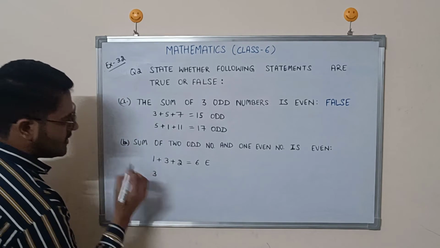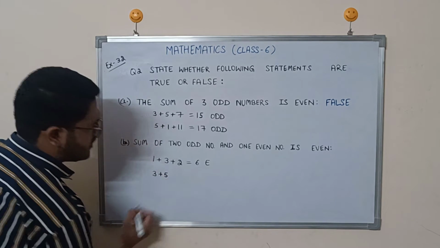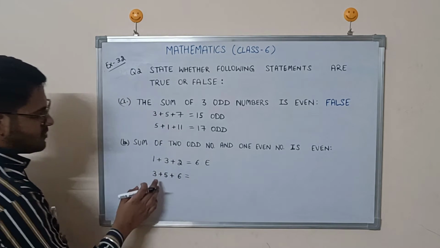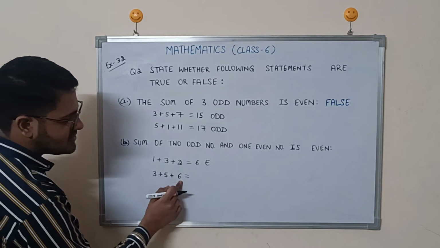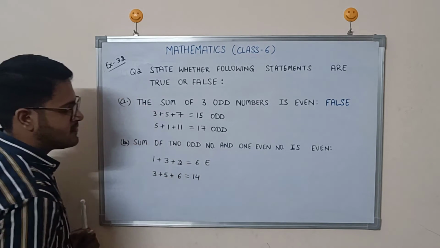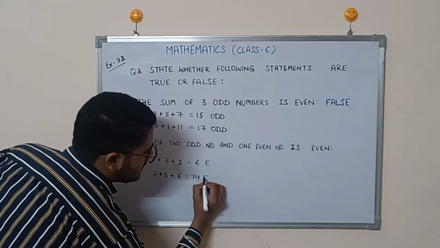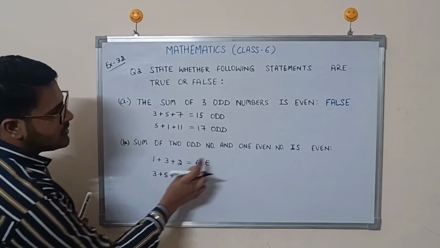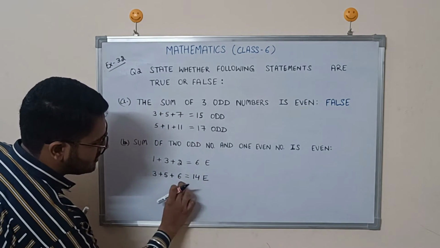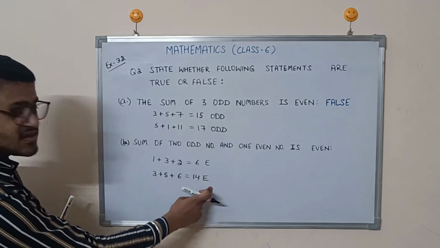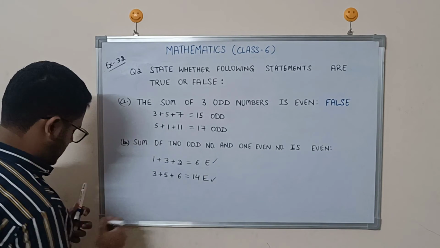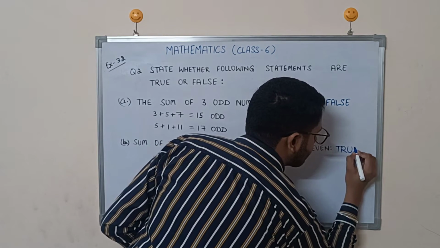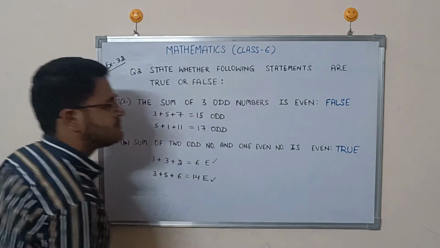Let's take one more example. Let's take the odd number 3 plus the odd number 5 plus, let's say, the even number 6. 3 plus 5, 8. 8 and 6, 14. Which is again an even number. So what the statement is saying, sum of two odd numbers and one even number is even, is true. Right? So this statement is true.